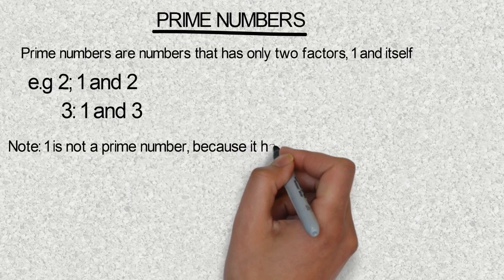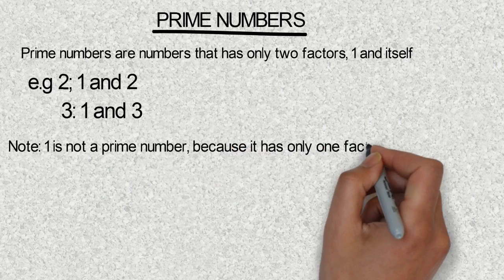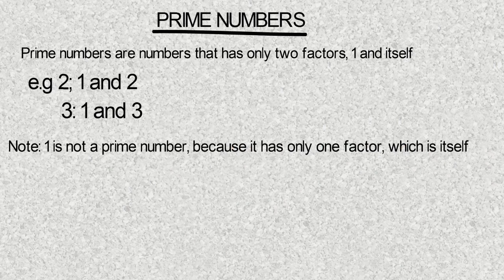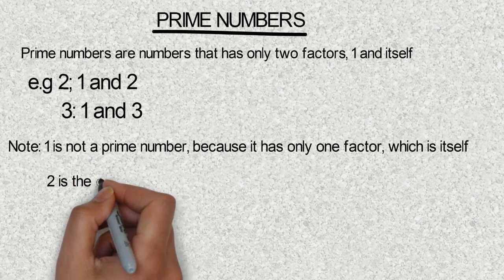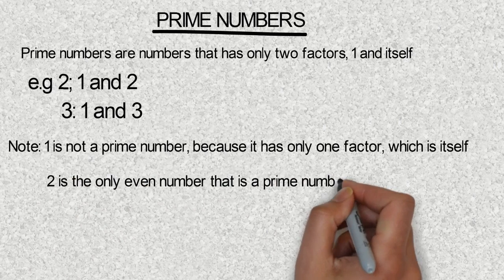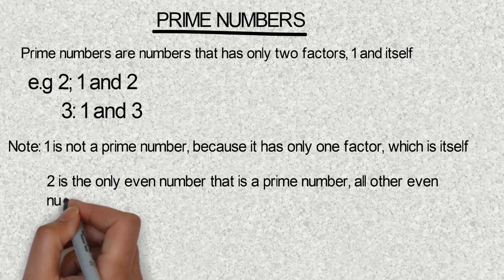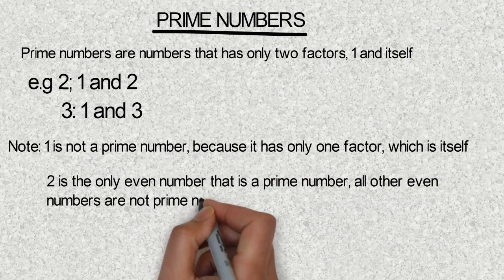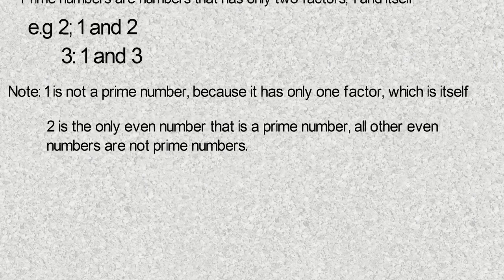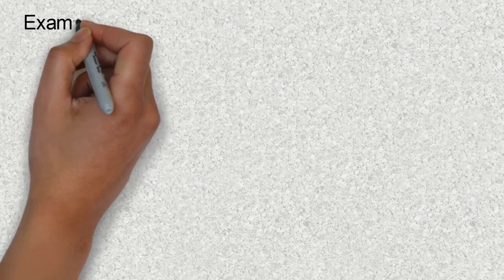So note, 1 is not a prime number because it has only one factor, which is itself. Also, 2 is the only even number that is a prime number. All other even numbers are not prime numbers. Do you get that? All other even numbers apart from 2 are not prime numbers.